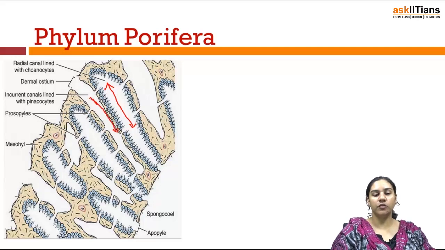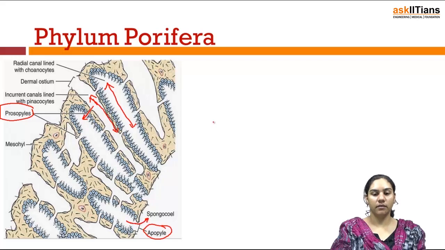There are numerous prosopiles and apopiles. So these are the 2 important terms with respect to the PMT examination. The water leaves the incurrent canal and enters into the radial canal through the prosopiles. And water leaves the radial canal and enters into the spongocoel through the apopyle.